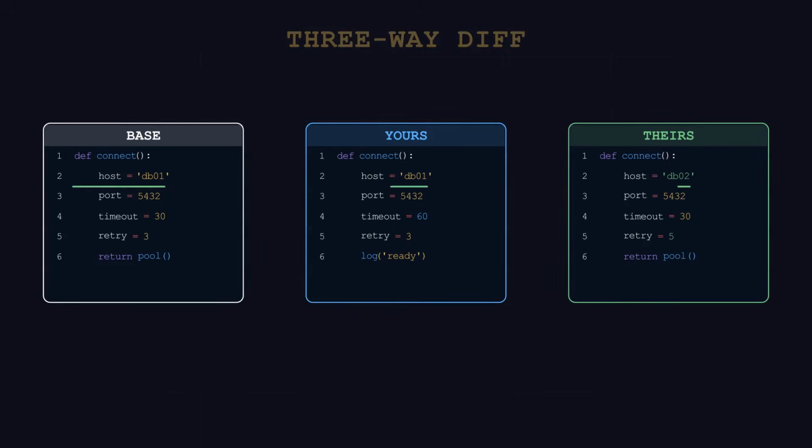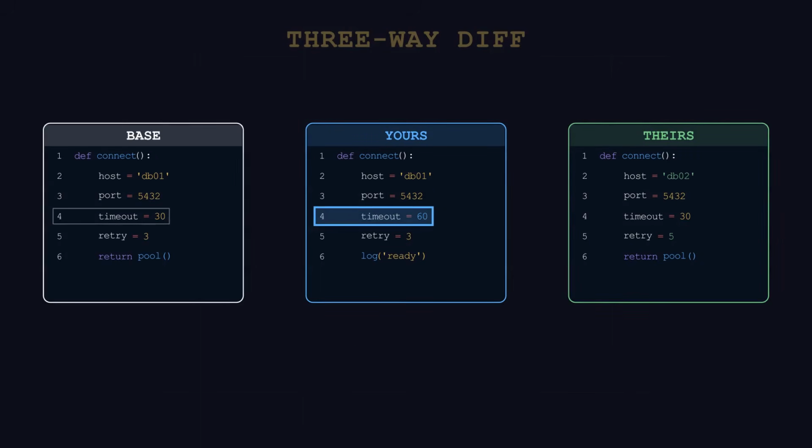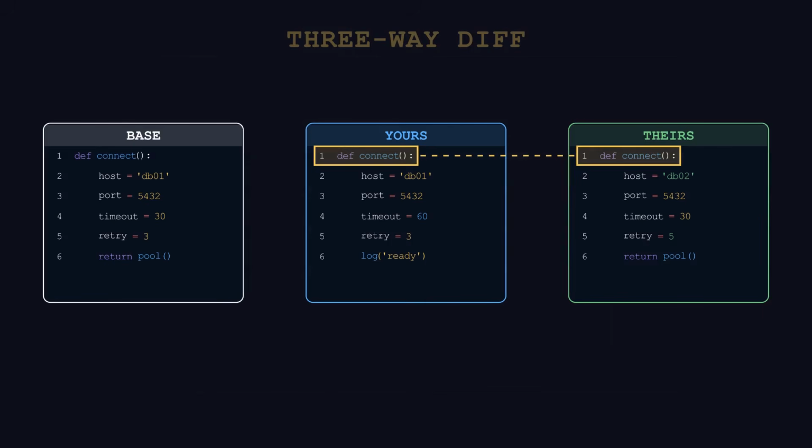The logic is elegant. If a line is the same in all 3 versions, keep it. Nobody touched it. If only you changed a line, take your version. If only they changed it, take theirs. If you both made the exact same change, great, keep it, you agree.